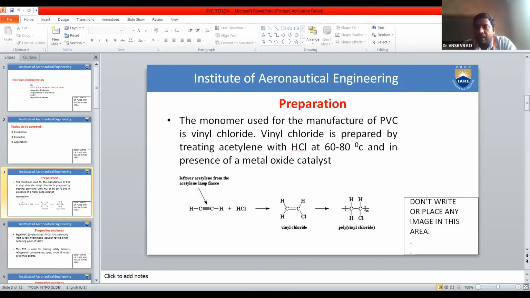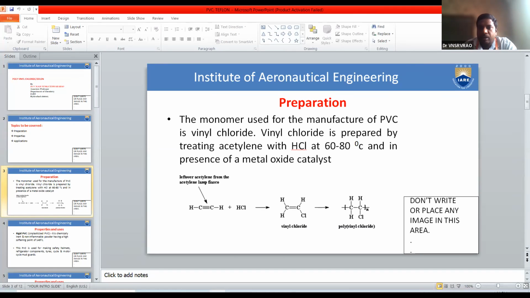Okay, ma'am. First of all, let us start with the polymer PVC. Before starting PVC, first we revise the definitions of a polymer and monomer. Polymer is nothing but a long chain organic substance which is formed by the covalent linkage between the monomers.